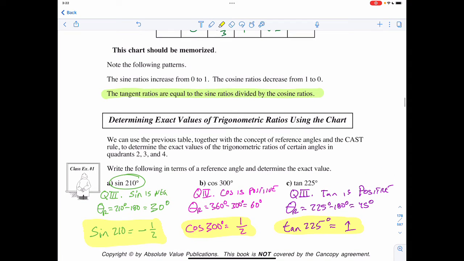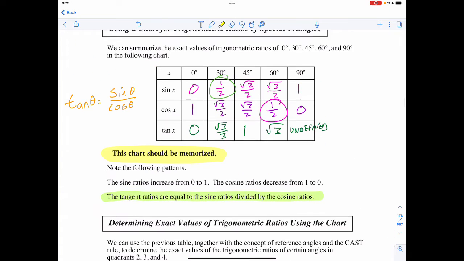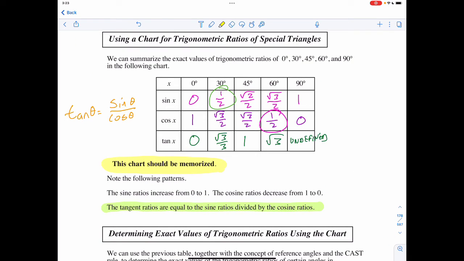Now, like it says up here, for the test, these units need to be memorized. You need to know these off the top of your head. The nice thing is that mostly they're not too hard to memorize. If I look at sine, it goes 0, 1, 2, 3, and up to 1. If I look at cos, it goes 1, 3, 2, 1, and down to 0. So the middle ones go 1, 2, 3, or 3, 2, 1.